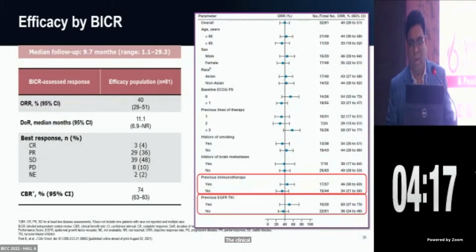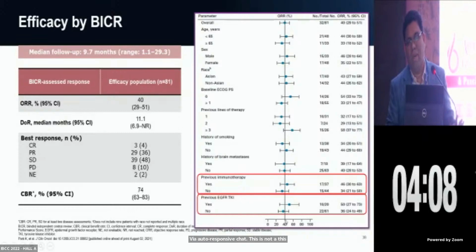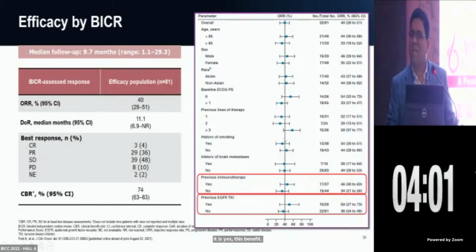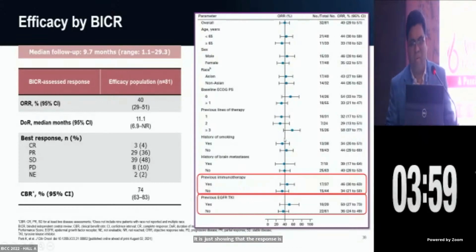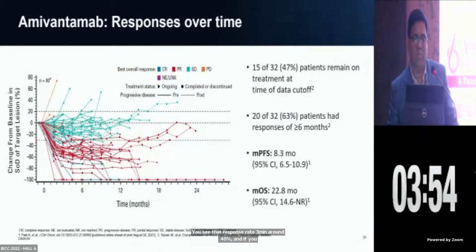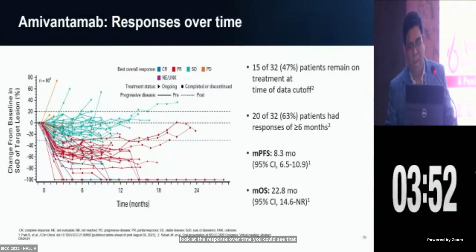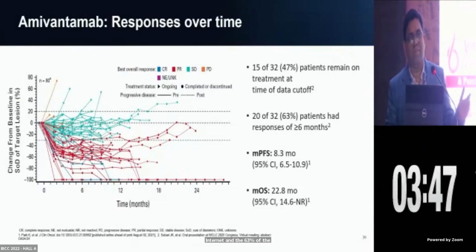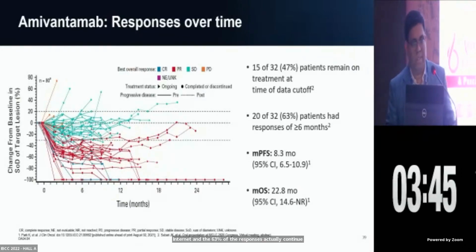This is an overall response rate chart. This is not a forest plot line where you say if it is here, this benefit, it isn't. It's just showing that the response is 40%, and across anything you see, the response rate remains around 40%. And if you look at the response over time, you could see that the response is pretty durable also with Amivantamab. And 63% of the responses actually continue beyond 6 months, which is impressive in third line and beyond settings for any drug.